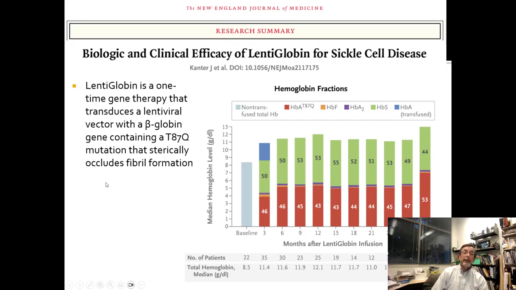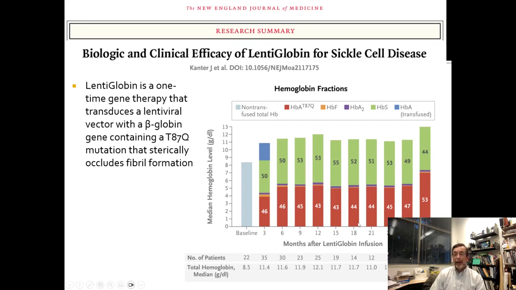Here's an example where there's a one-time gene therapy that will give you a beta globin gene containing T87Q that will actually prevent fibril formation. That way, you can even be heterozygous for this, and it will prevent the sticky patches from continuing. Maybe a few of them will form, but then statistically speaking, you will run into this T87Q, and it will make the sticky patch less sticky. And it looks like this is working.